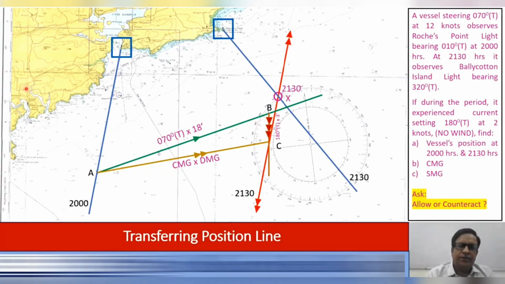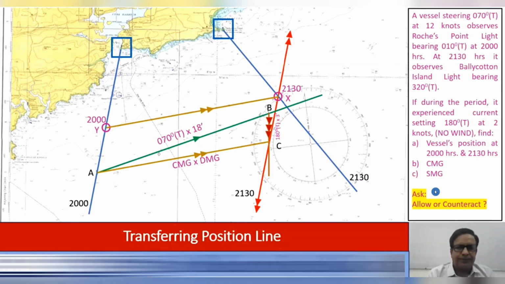Again, like the previous questions, she would have moved along her CMG track in reaching this position. So we transfer the CMG through 2130 position, where it cuts the 2000 PL, that becomes point Y and 2000 fix. So in this question now, point Y is fixed at 2000 hours, point X is fixed at 2130 hours. Y to X is the CMG, and Y to X is the distance made within 1.5 hours, when divided by time of 1.5 hours shall give us the speed made good.